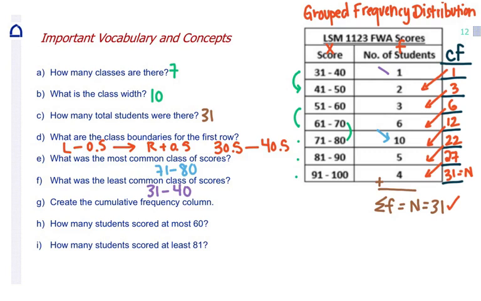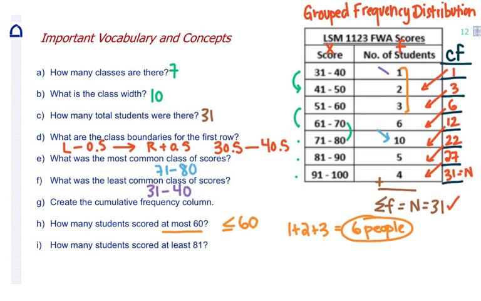Here it says, how many students scored at most 60? At most means it could be less than or equal to 60. 60 is the max. So that is the people in the first 3 rows, which is 1 plus 2 plus 3 people, a total of 6 people. 6 people scored at most 60. It means they scored 60 or below.